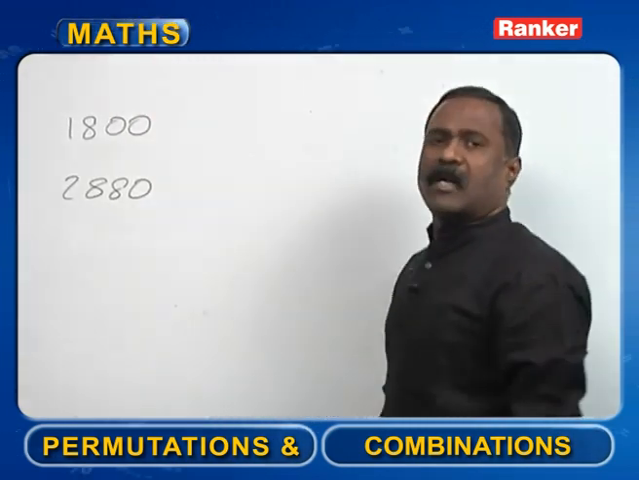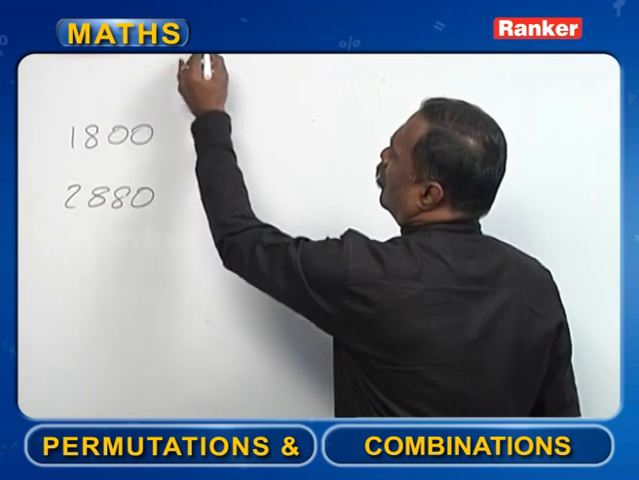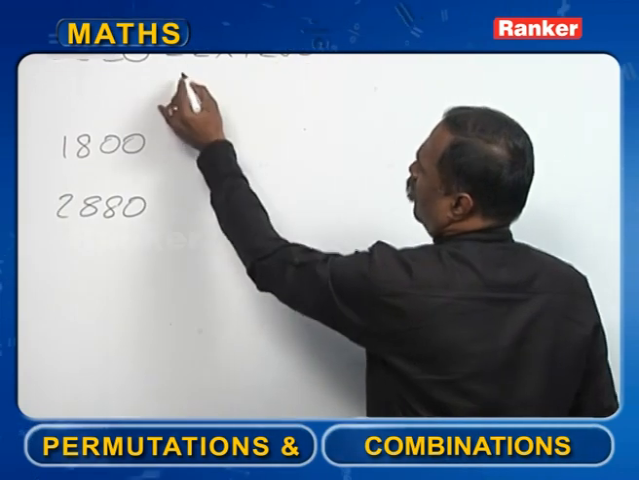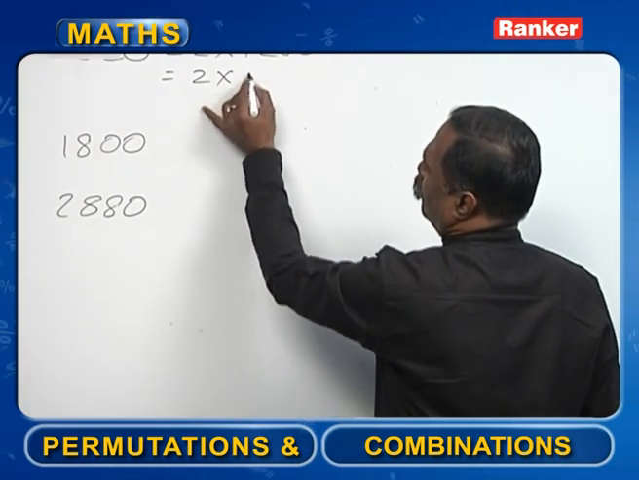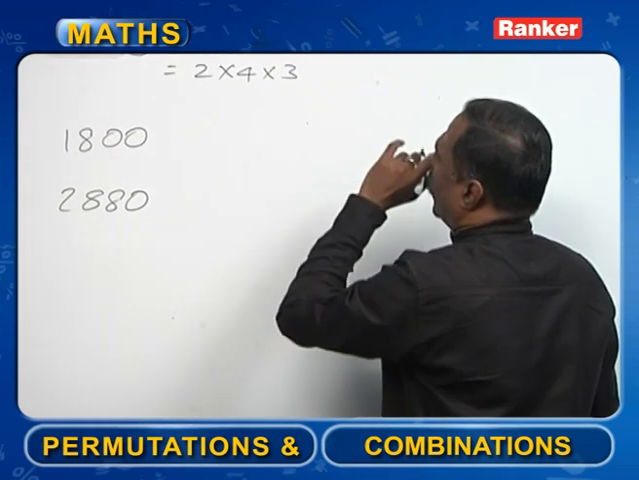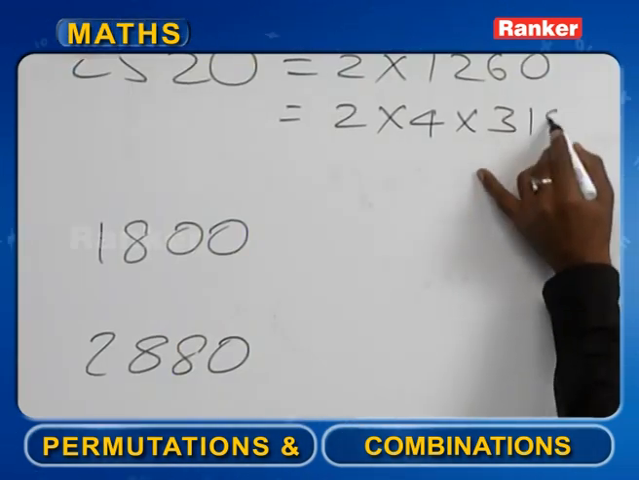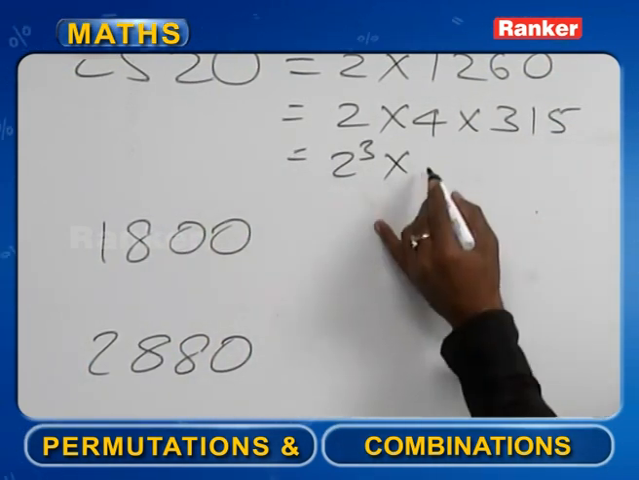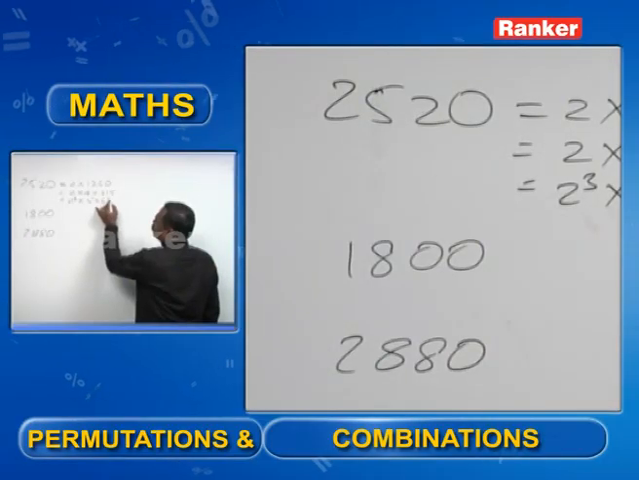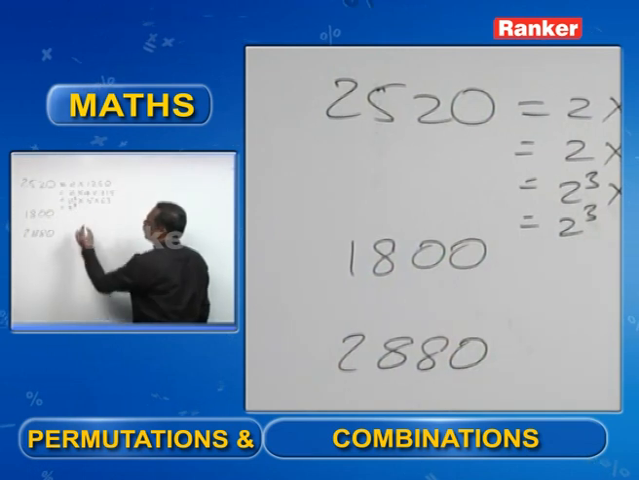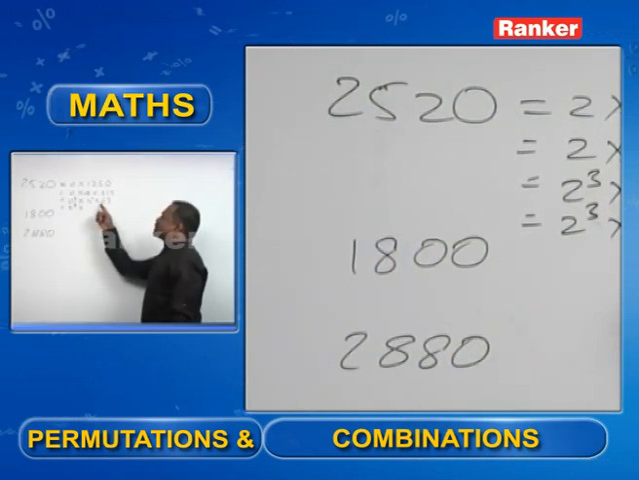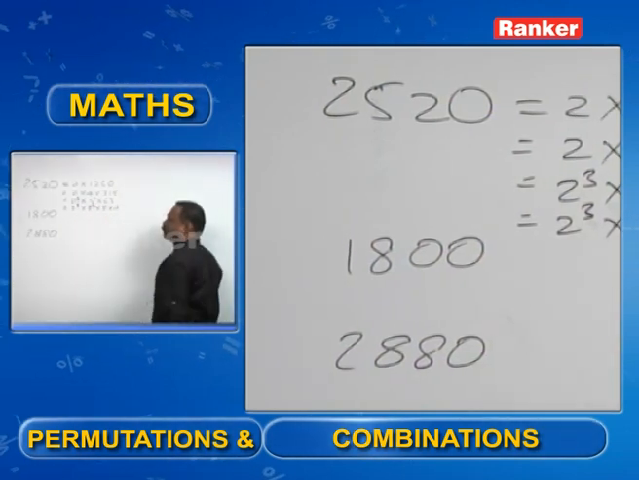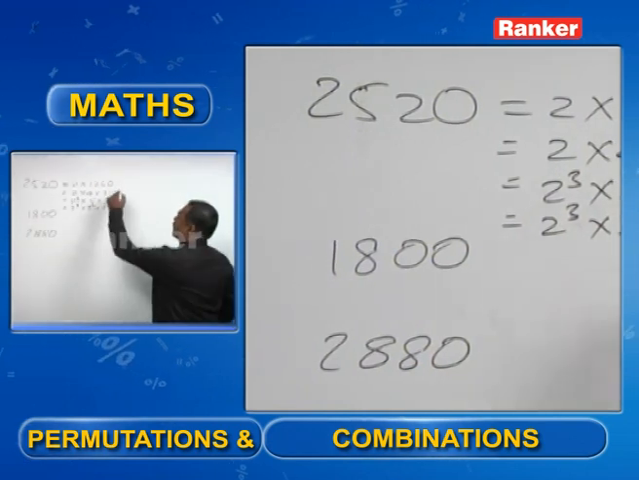Now let us prime factorize this. So let us divide it by 2. 1260, this is 2 into, let us divide it by 2 again, 630, then 315. So it becomes 2 cube now, and 315 means 5 into 63. So it is 2 cube into 9 sevens or 63. So it is 2 cube into 3 square into 5 into 7. So we have prime factorized this now.